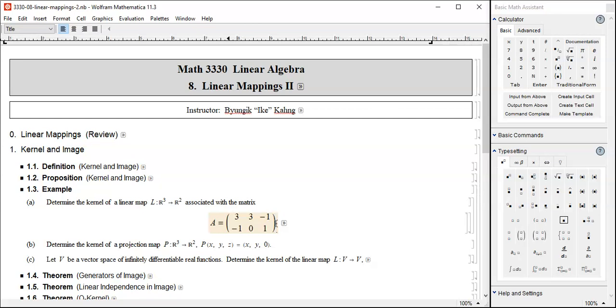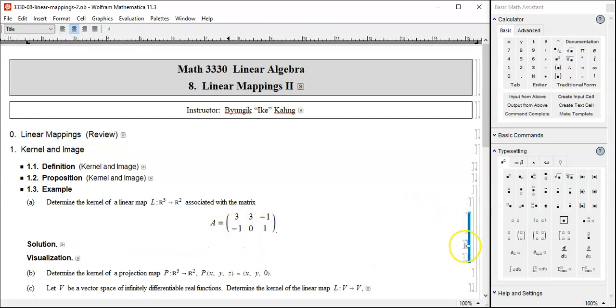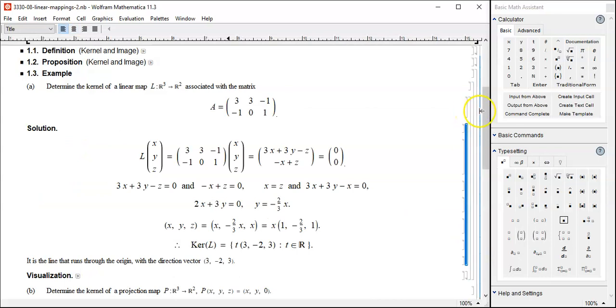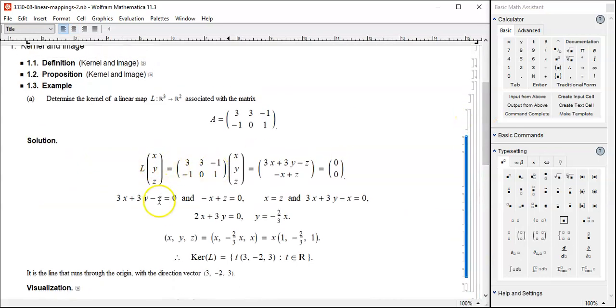R3, three-dimensional space, to R2, two-dimensional space, and associated with this matrix. So e1 is going to this column vector, e2 is going to this column vector, and e3 is going to that column vector. That's a matrix expression. And then the general image L of x, y, z can be obtained by matrix multiplication. If you do the matrix multiplication, this is what we get. Now you're looking for a kernel, so you want L of x, y, z to be the zero vector.